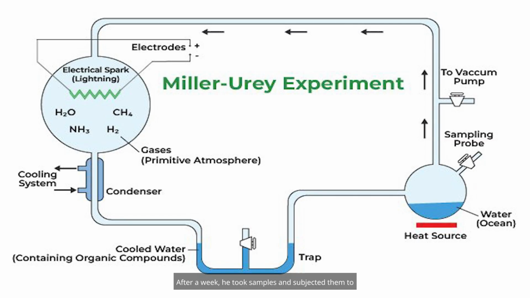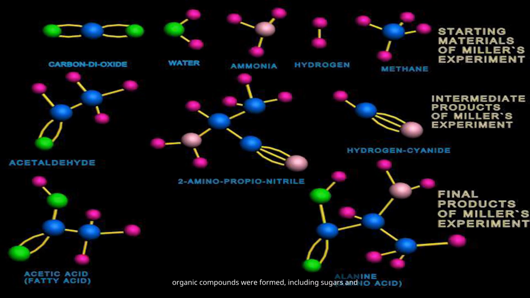After a week, he took samples and subjected them to analysis, at that time, paper chromatography, which was capable of detecting individual organic substances. The findings were shocking. From the original inorganic substances, a variety of organic compounds were formed, including sugars and amino acids. So, the hypothesis was confirmed. Both researchers believed that this might be how the simplest substances of life could have originated. So, they did not create life itself, but they produced its building blocks.